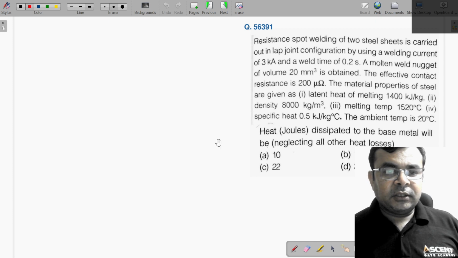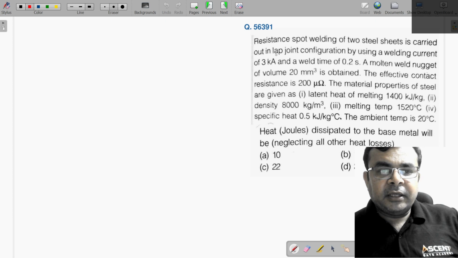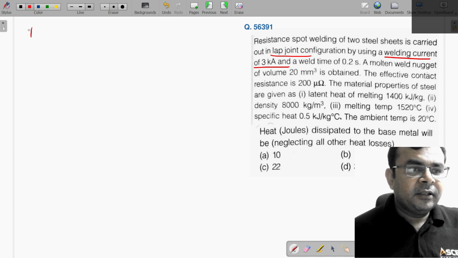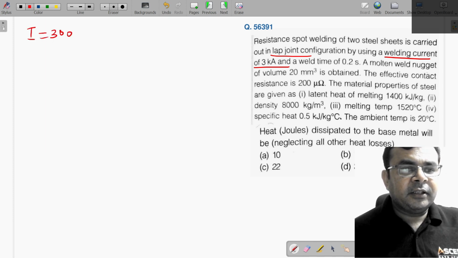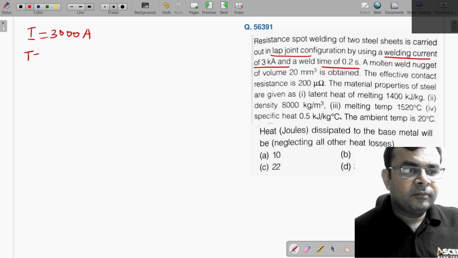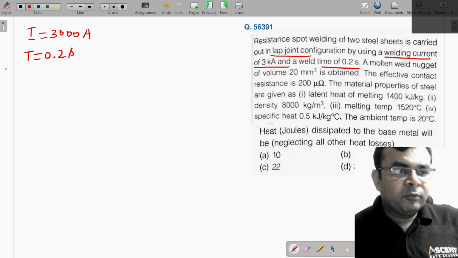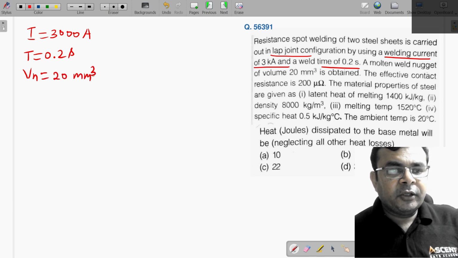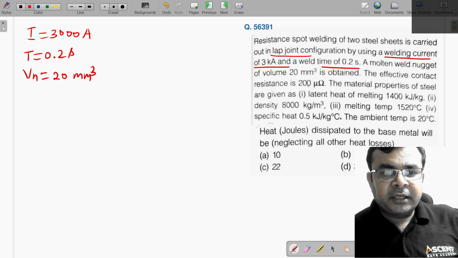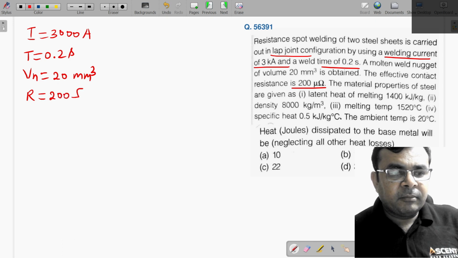Okay, so what about this question? Once again, from resistance welding. A resistance spot welding of two steel sheets is carried out in a lap joint configuration using a welding current of 3 kilo ampere. Here the current is 3000 ampere with a welding time of 0.2 second. A molten weld nugget of volume already given here, that is 20 millimeter cube, is obtained. The effective contact resistance is also given here, that is capital R equal to 200 micro ohm.